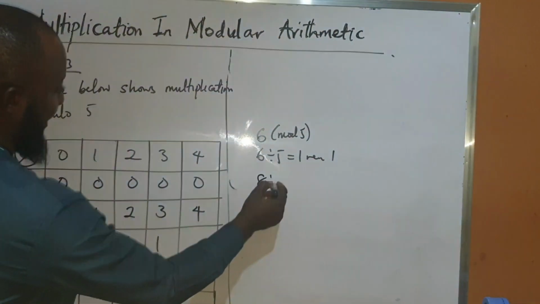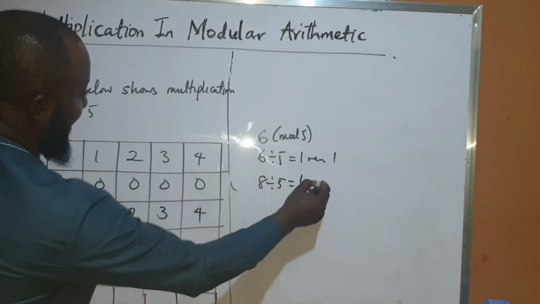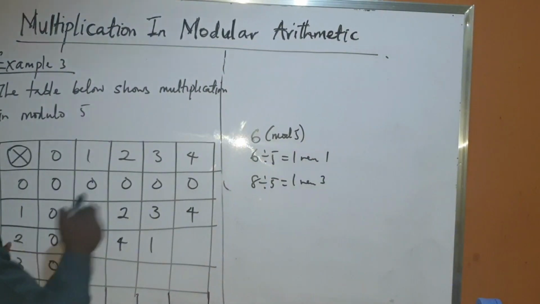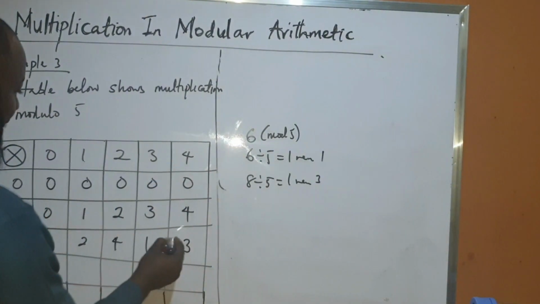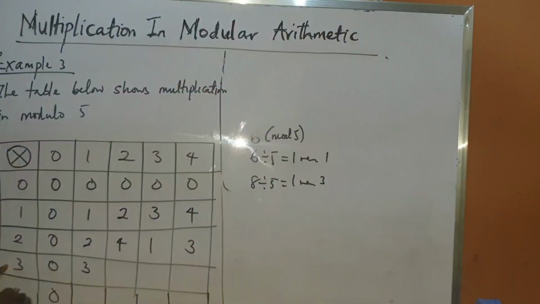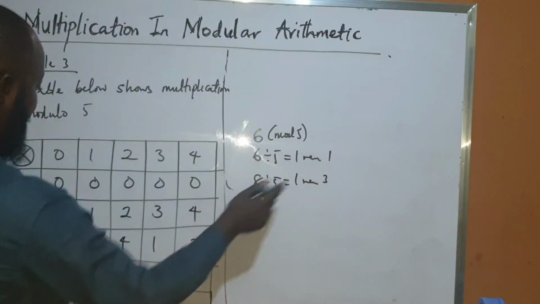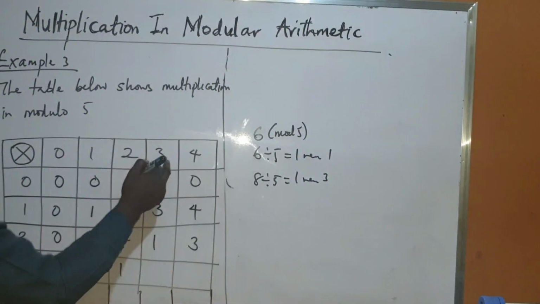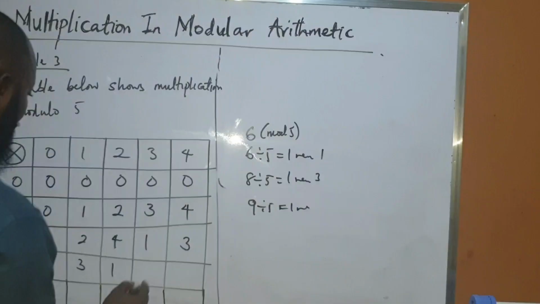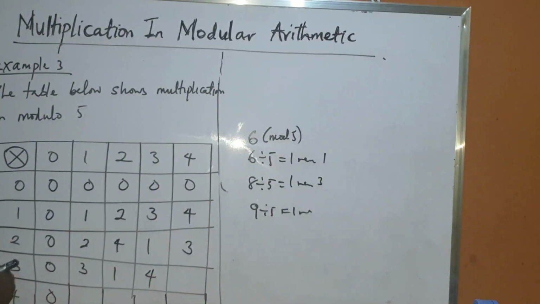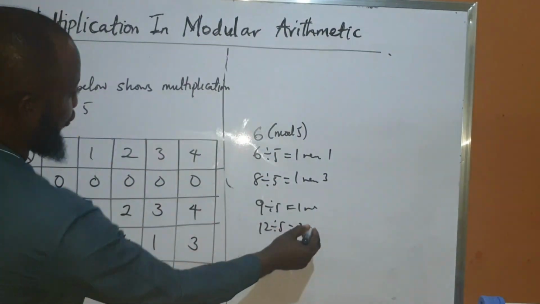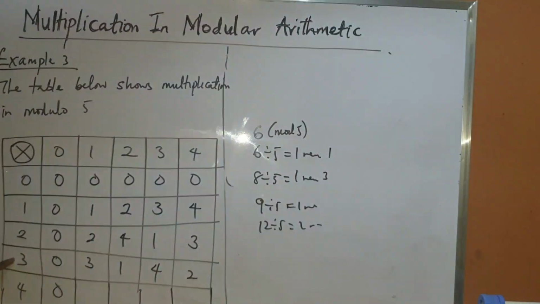So 8 divided by 5, that is 1 remainder 3. So this will be 3. Is that clear? So then 3 times 1 is 3. 3 times 2, 6. That's 1. 3 times 3, that is 9. So that is 1 remainder 4. This will be 4. Then 3 times 4, that is 12, divided by 5, that is 2 remainder 2. This will be 2. You can see.